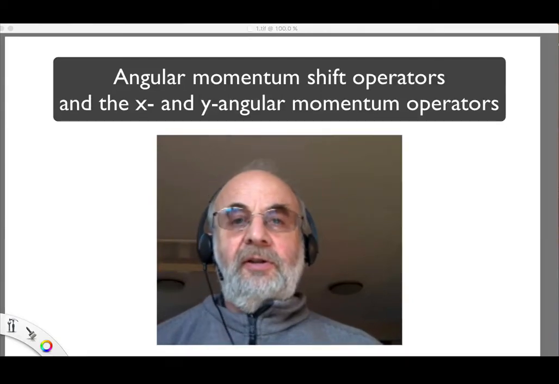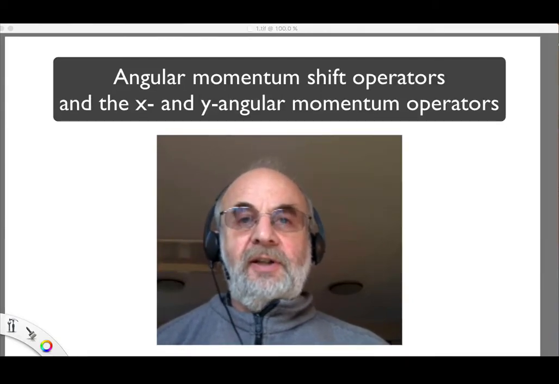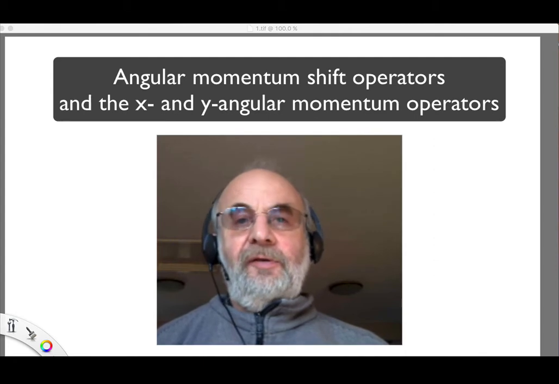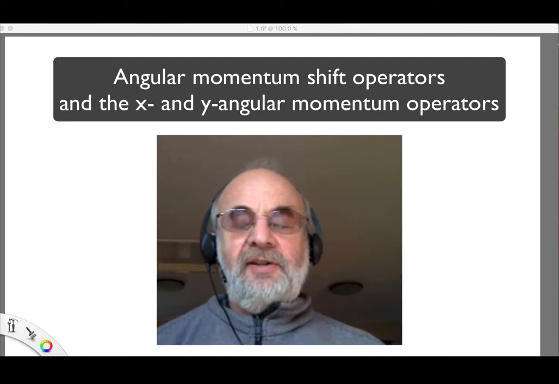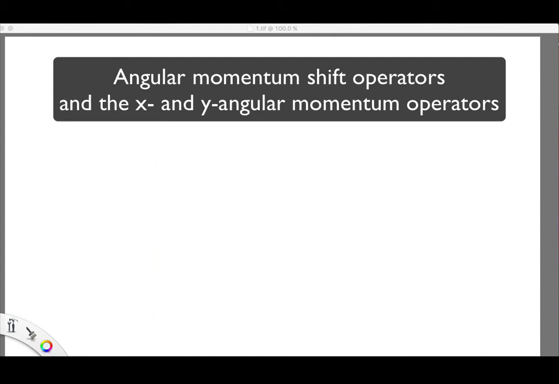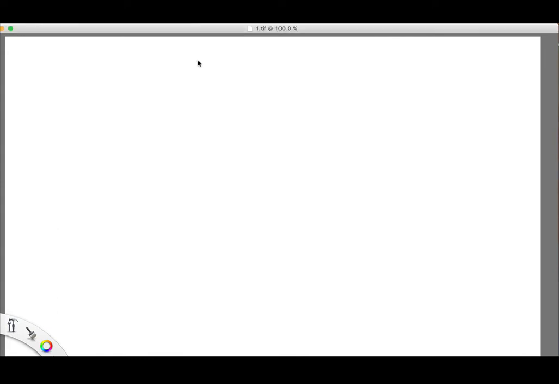In this recording I'm going to look at the properties of the angular momentum shift operators and form the matrix representations for the x and the y angular momentum operators. We've looked at the properties of the Lz operator, which when applied to an angular momentum eigenstate generates the eigenstate back again.